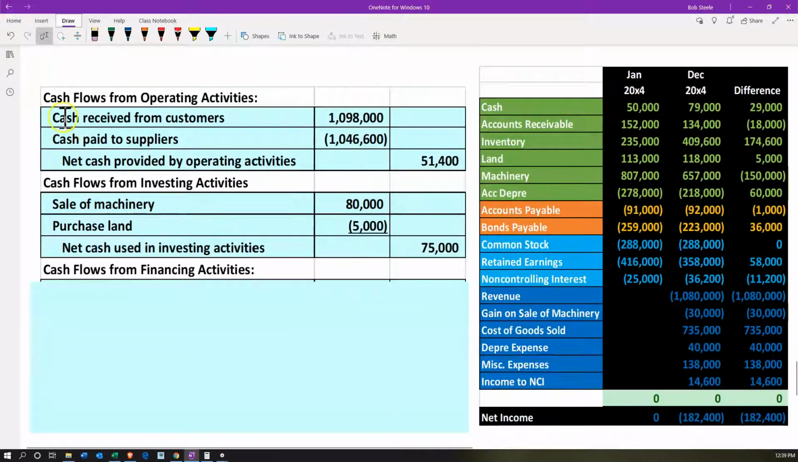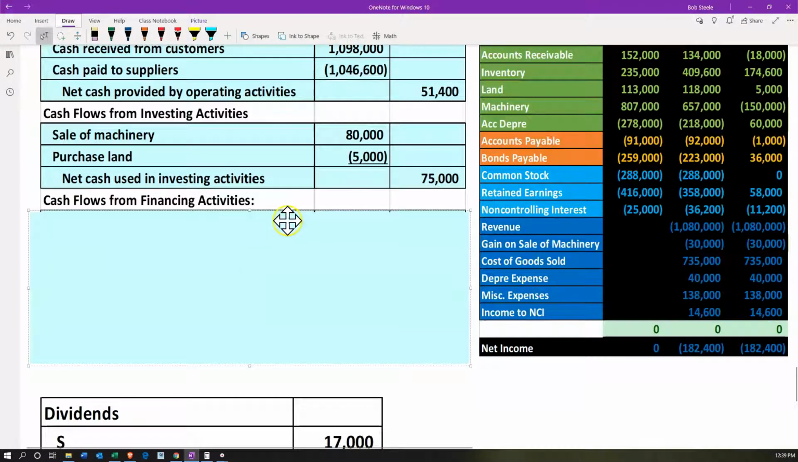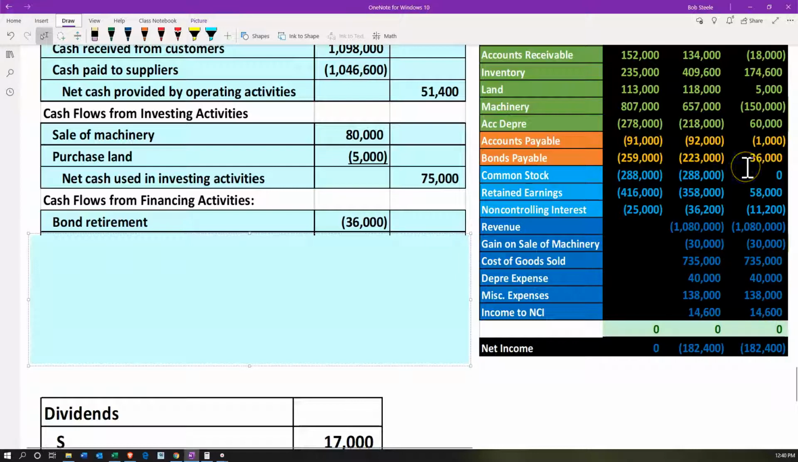Okay, so now we've got the cash flows from the operating and the cash flows from the investing done. Let's take a look at the cash flows from the financing activities. We have the bond retirement, and we know that because the beginning bonds were 259. We ended at the 223. That means they decreased by 36,000, which we would assume means it retired the bond, and we had to pay out the bond at the maturity, at the retirement. So 36,000 would be money going out.